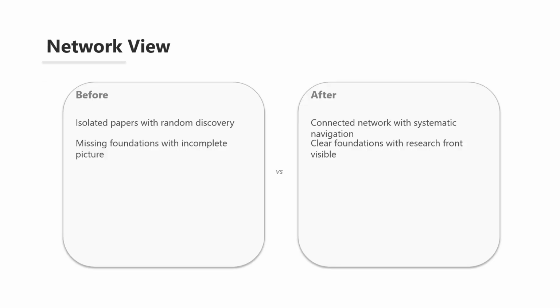The impact of understanding citation networks is substantial. You now understand how to think about literature as a connected network, not isolated papers. This changes how you discover, evaluate, and position your own research.